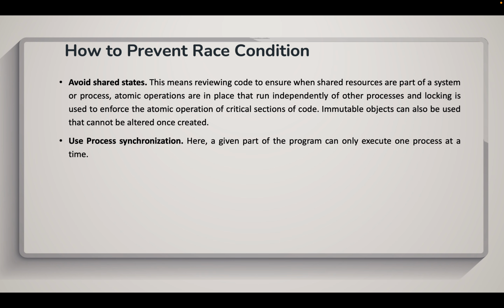So how to prevent it? Avoid shared states. So we can avoid sharing. Use process synchronization. This is the better solution for preventing race conditions. We cannot always avoid sharing the data, so the better way is to use process synchronization.